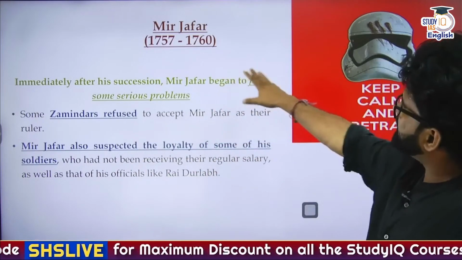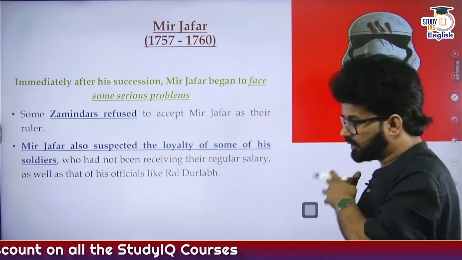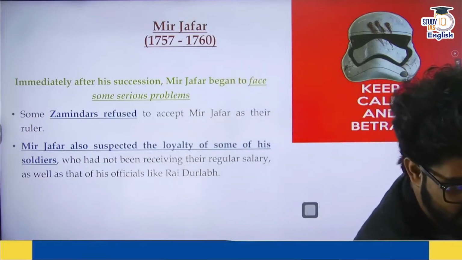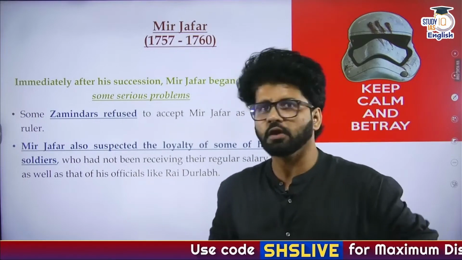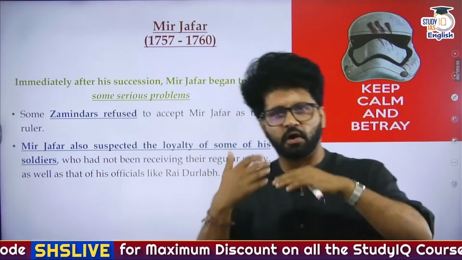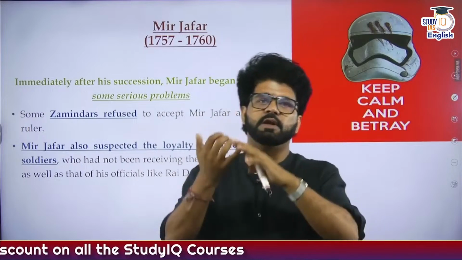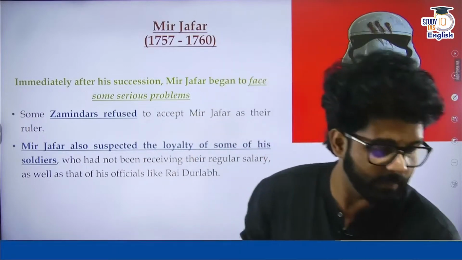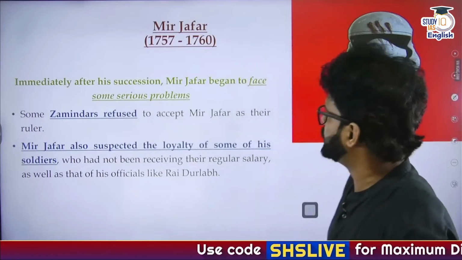So Mir Zafar, 1757 to 1760, will start facing certain problems, because the Britishers, more so the EIC, the English East India Company, have installed him, and now they will want something. They will want him to pay a certain amount every year or every month, and we have to see that. He will not be able to pay after a certain point. And then the Britishers will be like, you are not able to pay us the amount which was due, so we have to get rid of you, and they will do exactly that.